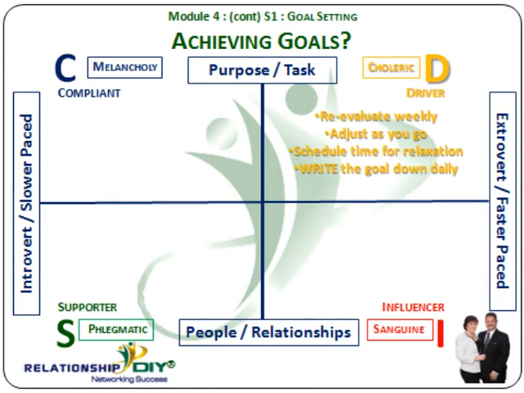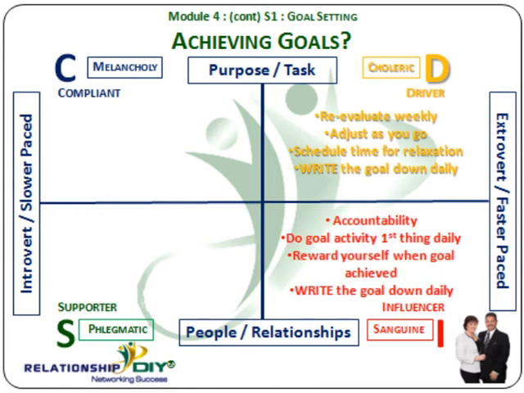Let's see what the I's are going to do. Firstly, take accountability. Yes, take accountability, because the I's want to run from accountability as far as they can. However, if you want to achieve your goals, if you want to maximize your process, take accountability. How do you do this? Do your goal activity first thing daily. That's right. Sit down first thing in the morning, set out your goals, and get it over and done with.